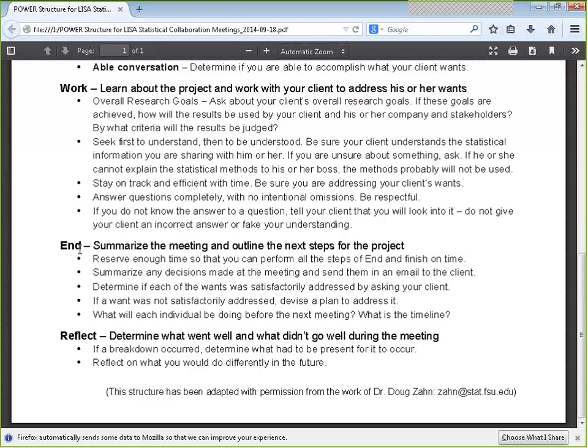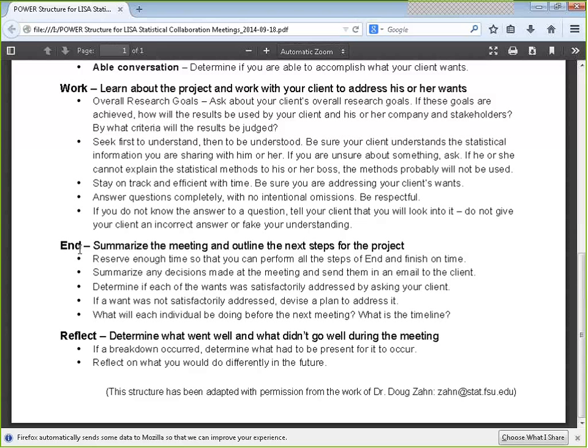So a key step is to summarize the meeting and have an outline for the next steps. Who will do what by when to what standard? And what we've started to do in Lisa is to pull up a laptop and at the end of the meeting say, okay, so this is what we discussed, this is what we accomplished, what else do you remember that we decided, and then have that email, and then this is what you're going to do by this time, this is what I'm going to do by this time.